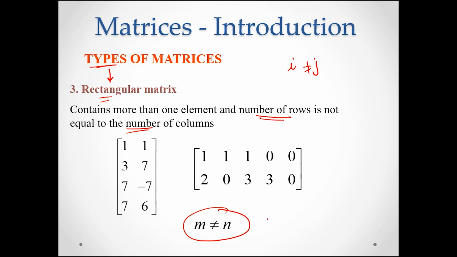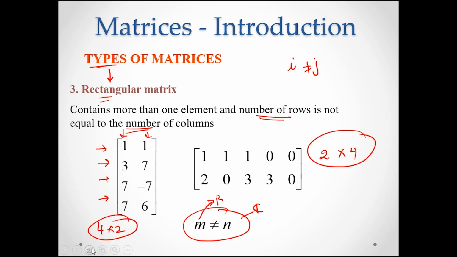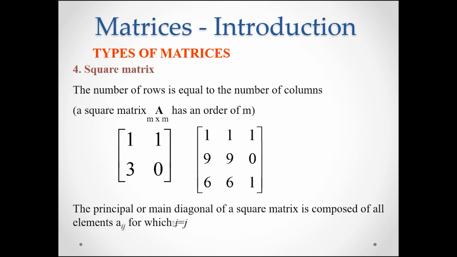If I have an M cross N formation, so we say M is not equal to N, where M refers to the number of rows and N refers to the number of columns. So you can see how many rows are there: 1, 2, 3, and 4. So 4 cross 2 columns are there and they are not equal. And here we have 2 rows and 4 columns. Clearly they are not going to be equal. This is an example of rectangular matrix. Fine? Okay. The next one is a square matrix.